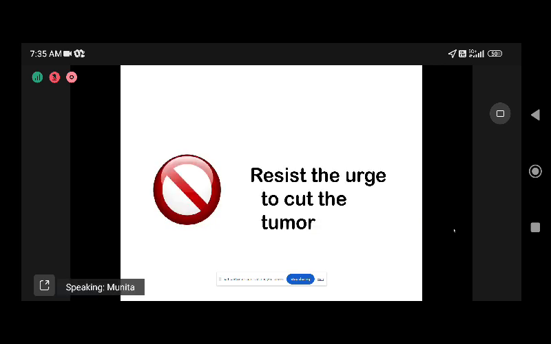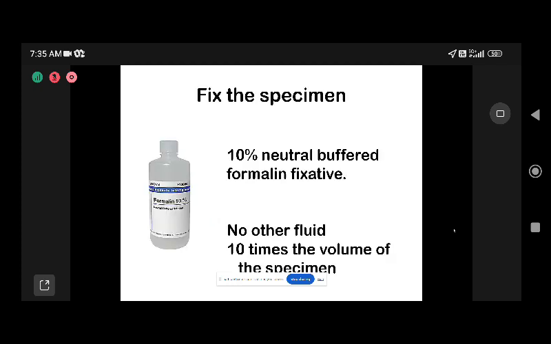Before we go on to the actual evaluation, there are some basic essentials. One, we need an intact specimen. If the specimen is already cut open, that can interfere with evaluation of the margins as well as assessment of the serosa. So you need to resist the urge to cut the tumor and have a look at it. No matter how good the surgery is, we need a very well fixed specimen, because if the specimen is autolyzed, no amount of good surgery can save it. We cannot generate any report if the specimen is autolyzed. So each specimen needs to be sent in a 10% neutral buffered formalin fixative.